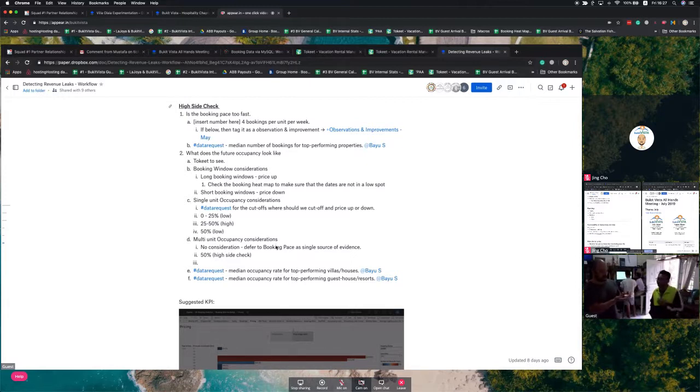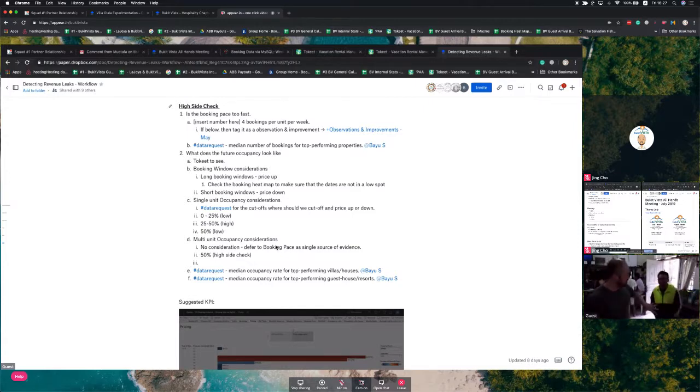But if you have an empty glass at the end of the day because you didn't fill enough, that's also a revenue loss. So if you're filling too quickly, it means you're selling too cheap, and you really need to think about that. So 4 bookings per unit per week is a heuristic, right? You're seeing 4 per unit per week.